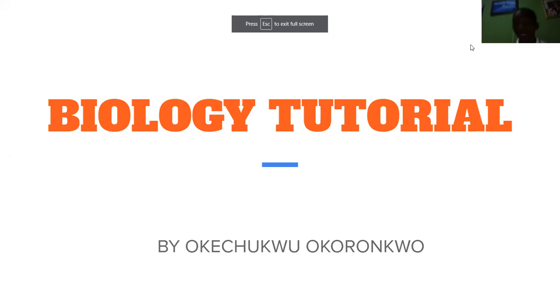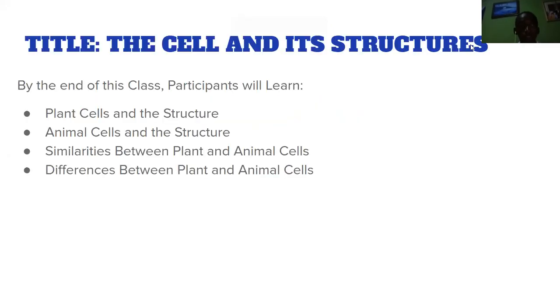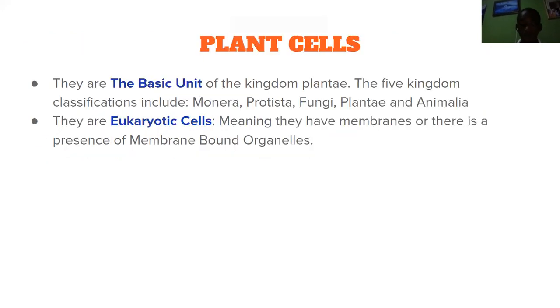So today we'll be looking at cells and their structure. By the end of this class, we will be able to learn what plant cells are, their structures, what makes up plant cells, and what makes up animal cells. And then we'll look at the similarities and some of the differences of plant and animal cells. All right. So let's continue. Now, plant cells.